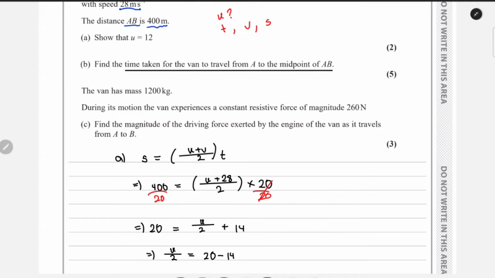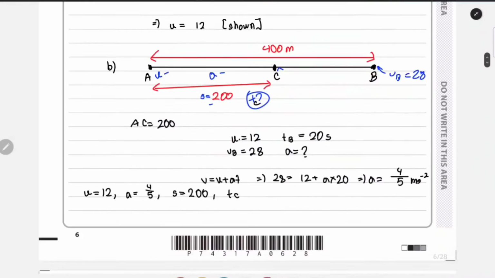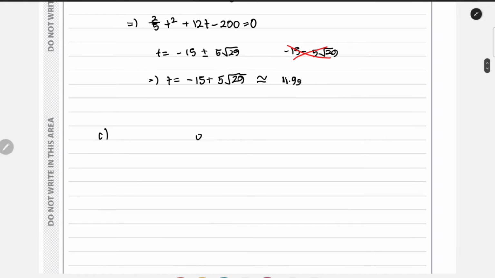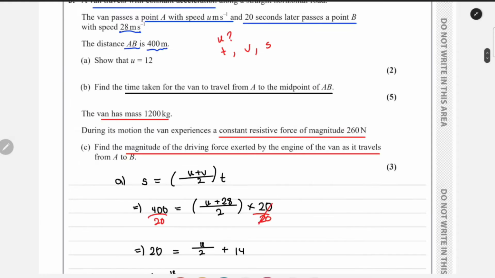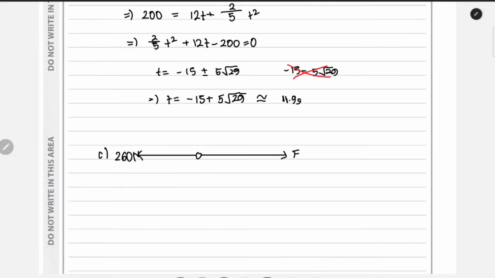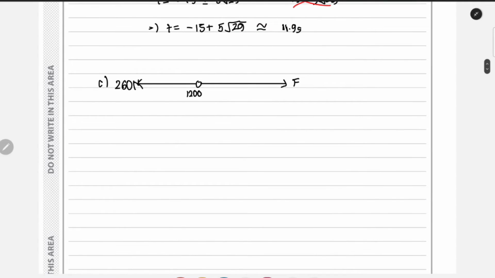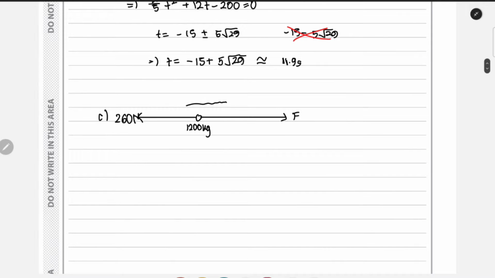Now we are given the mass of the van, and that it experiences a constant resistive force of magnitude 260 newtons. So we have to find the magnitude of the driving force exerted. If we look at the forces, we have the driving force in the front, F, and a resistive force of 260 newtons. The van has a mass of 1200 kg, and it has an acceleration of 4 by 5 meters per second square, which we have found in the last question.